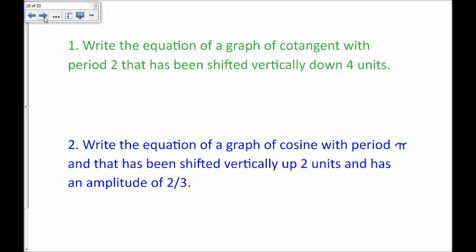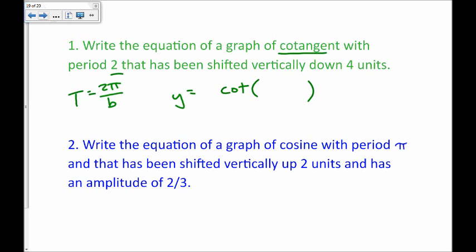Number 1, write the equation of a graph of cotangent. Okay, so the parent function is cotangent with a period of 2. Now one thing that we need to be aware of is that for the last problems we've always done 2 pi over b. That works really well for sine and cosine. It even works well for secant and cosecant, but the cotangent graph actually has a period of pi.